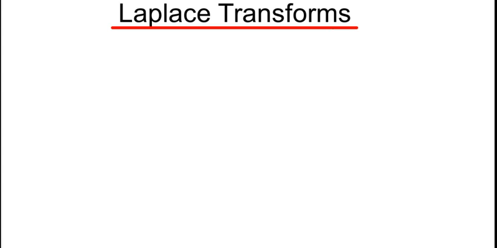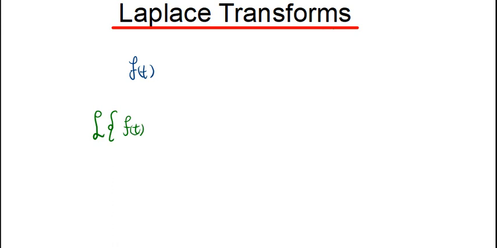Now the notation for the Laplace transform: let's say the function that we want to transform is given as f of t. Then if you want to transform this function, we use this squiggle L like that. So it will be the Laplace transform of f of t, and this is going to be equal to the algebraic function that you're going to get, which is indicated as capital F of s.